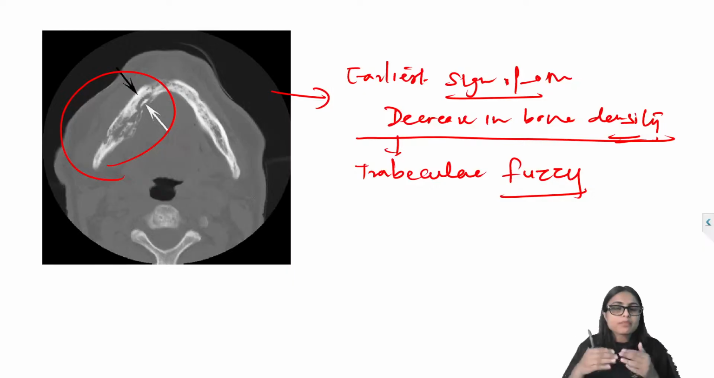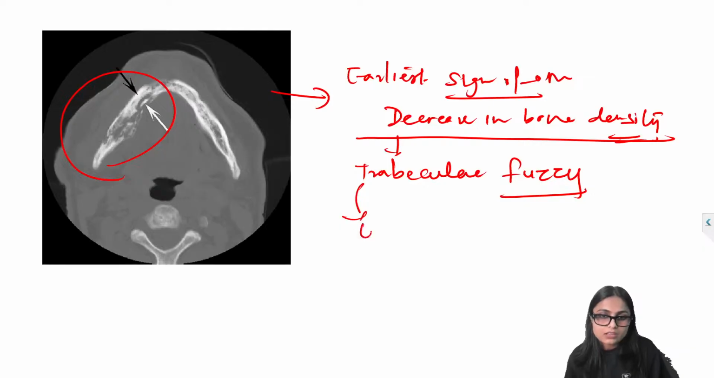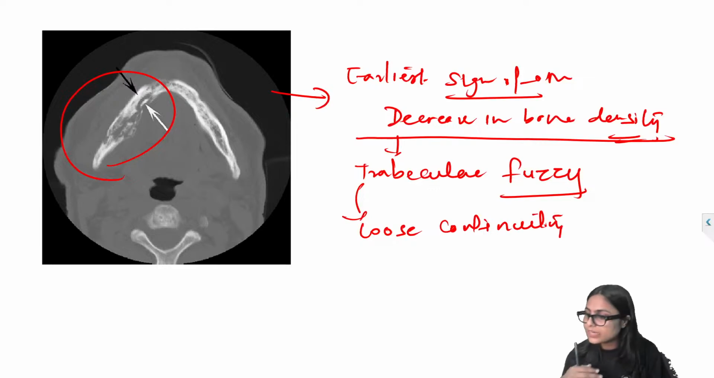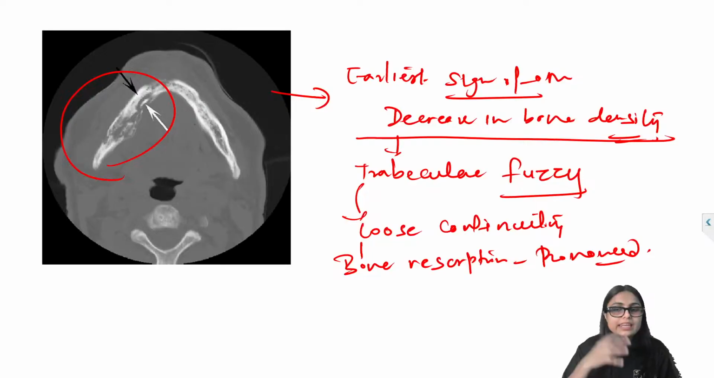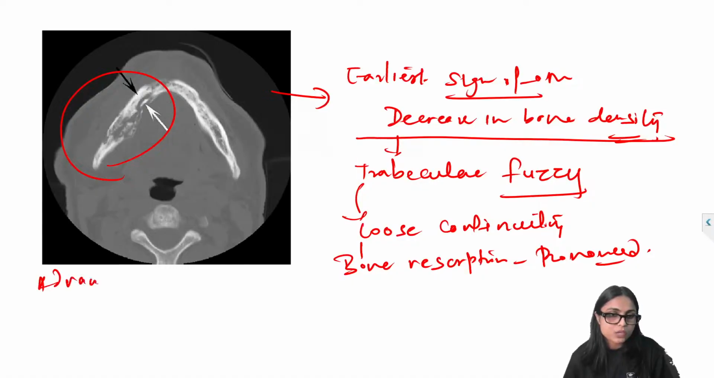Okay. Now, as the infection spreads, the trabeculae loses the continuity, and the bone resorption which occurs due to inflammation will be seen in more pronounced way. Now, this is the beginning of the infection, the beginning of the inflammatory process. These things happen. Then in advanced stages, what you can see is this condition, moth eaten appearance.